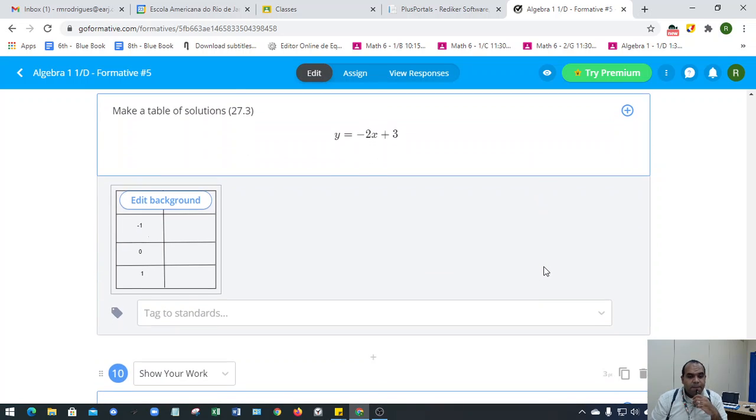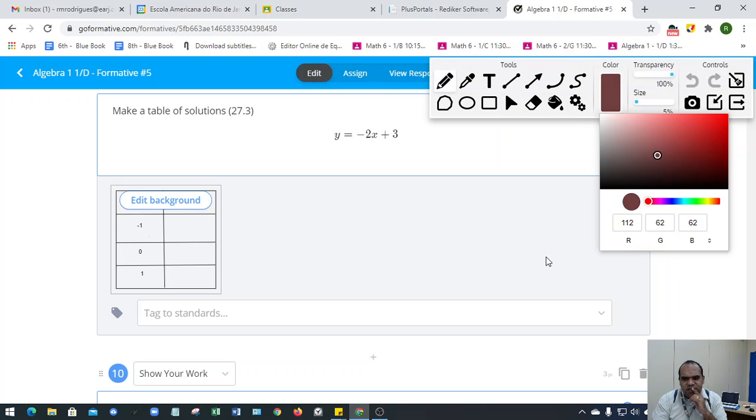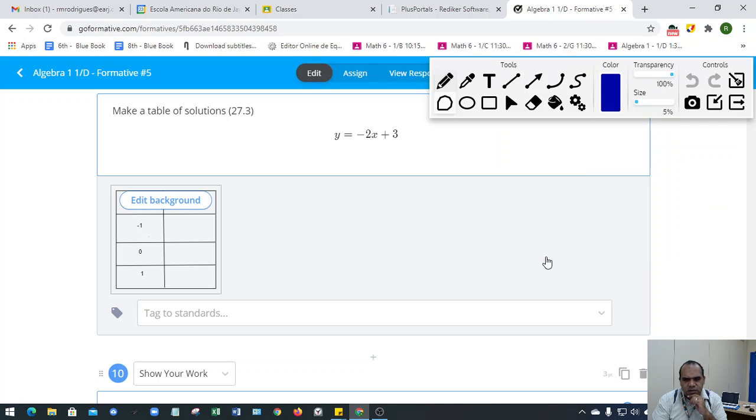Number 9, make a table of solutions. Guys, we did this too in our class. Let's make this table of solutions. Pretty simple here. We'll change the color right now, dark blue. Instead of writing x, I will write negative 1. This is my first one.